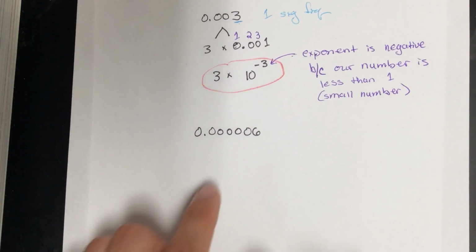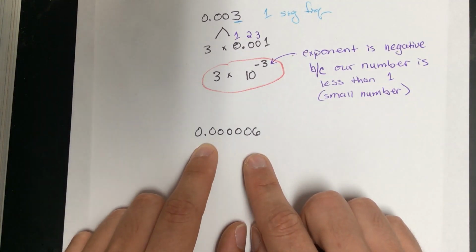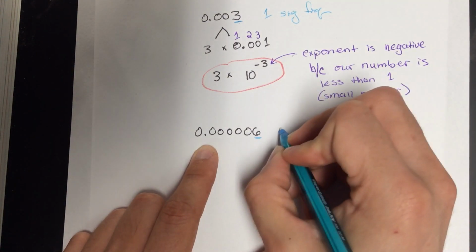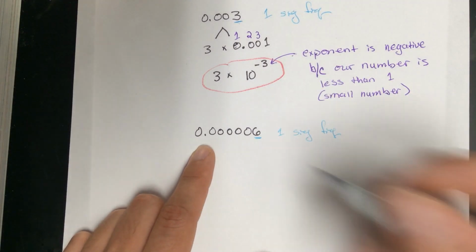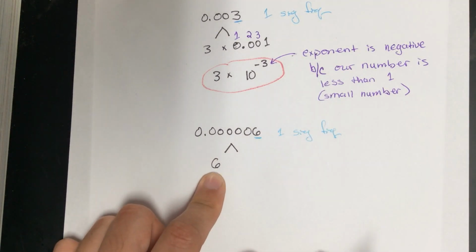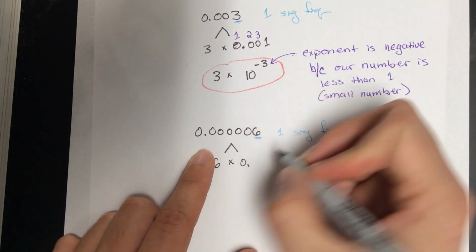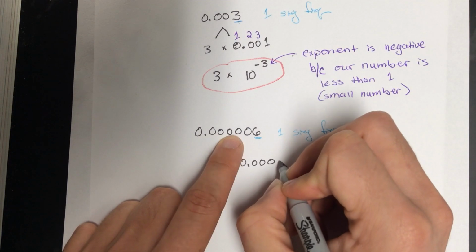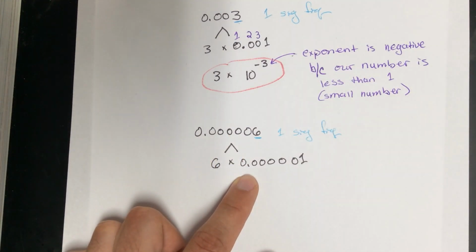Let's look at another even smaller example, 0.000006. This number also has one significant figure, just the 6. So when we factor out our significant figures, we're going to factor out that 6 all by itself because 6 is between 1 and 10. And then that leaves us with 0, 0, 0, 0, 0, 1 as our non-significant digits.